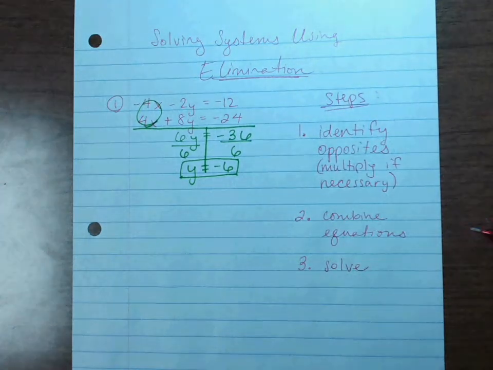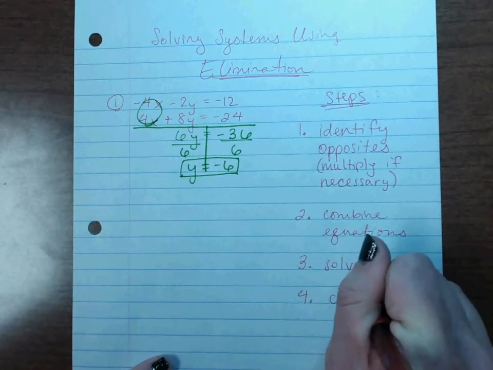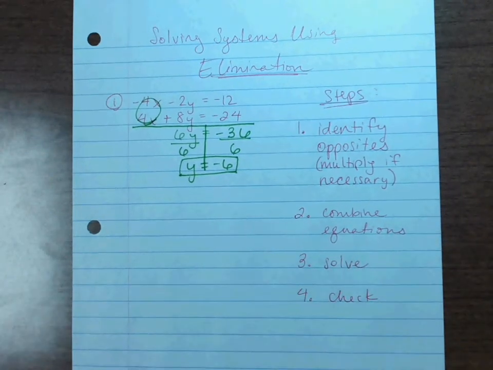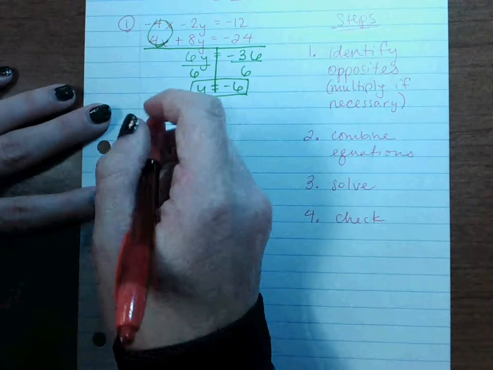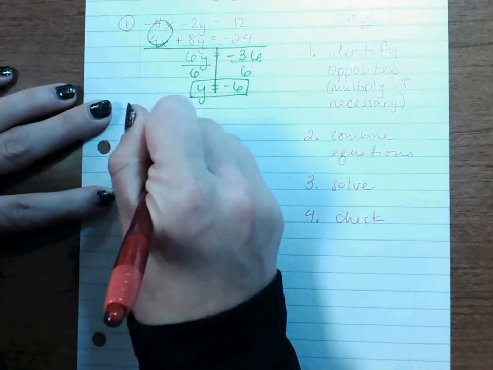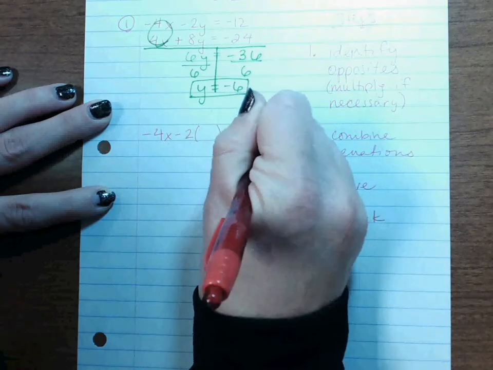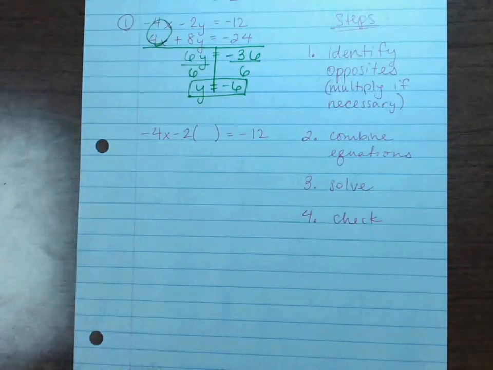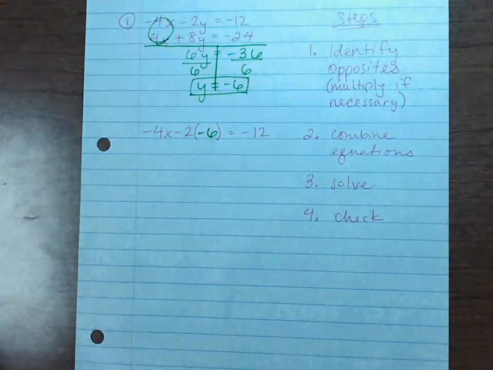So let's go ahead and finish this up. Your step 4 is going to be to check it. And we're going to check it by putting it into both equations. So rewrite your original. Where the y used to be, you can put the negative 6.